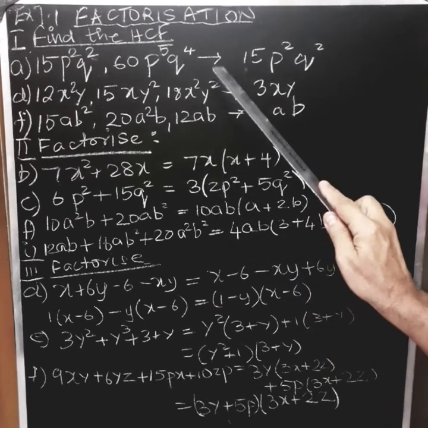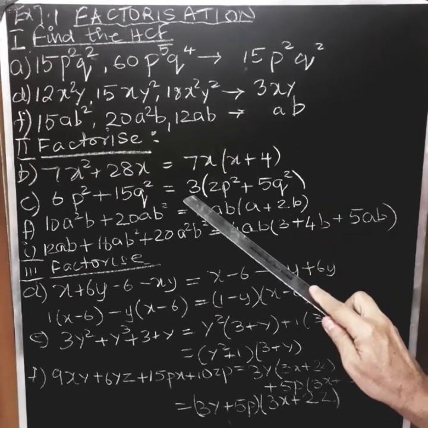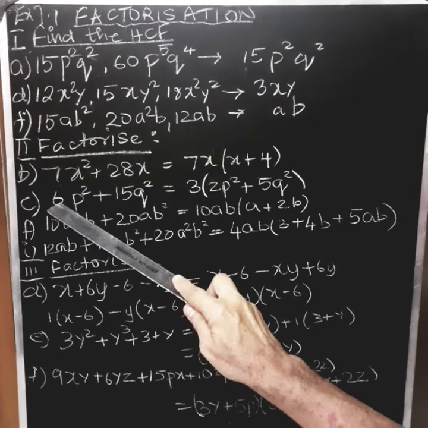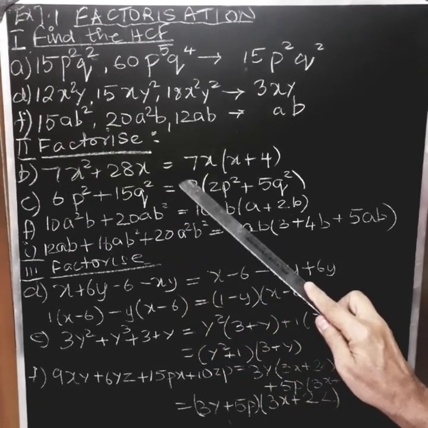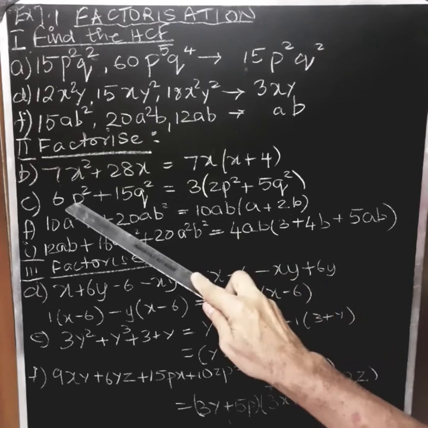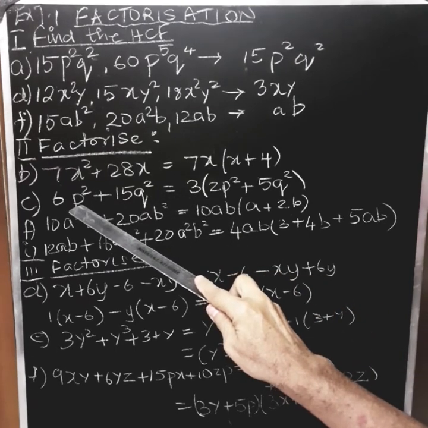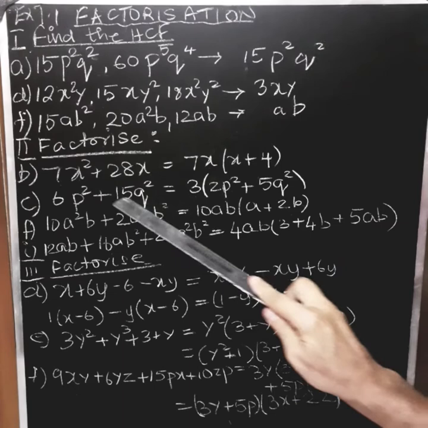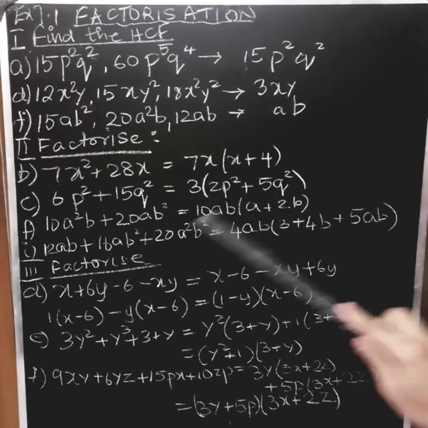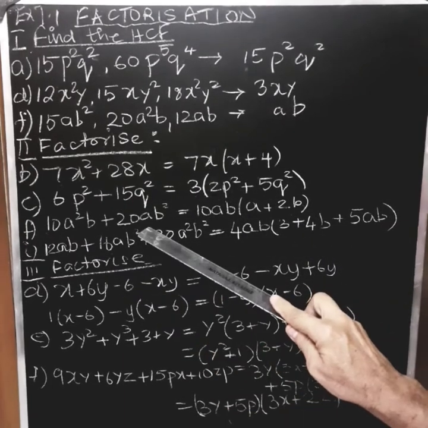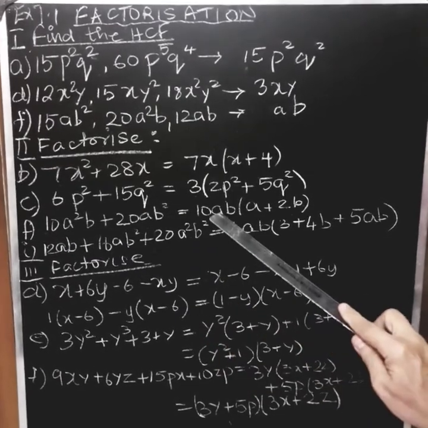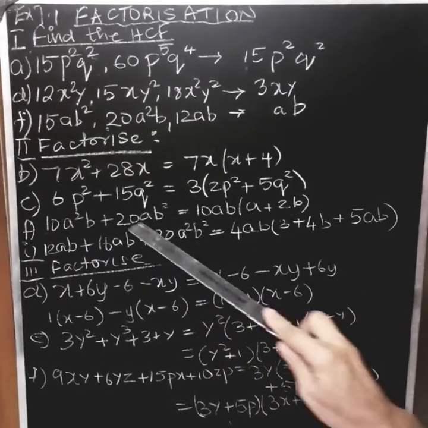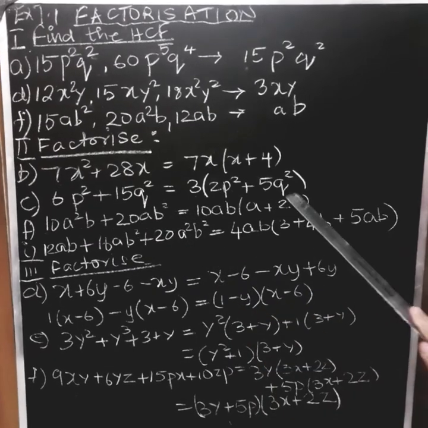That's why we learned this HCF of algebraic expressions. Now here only 3 is the HCF because this is P squared, Q squared. So I took out 3. Next we divide this by that. So 3 goes into 6 2 times, P squared. 3 goes into 15 5 times, Q squared. Again here 10 is the HCF, A is the lowest, B is the lowest. Now divide this by this, 1A is left, divide this by this, 2B is left.